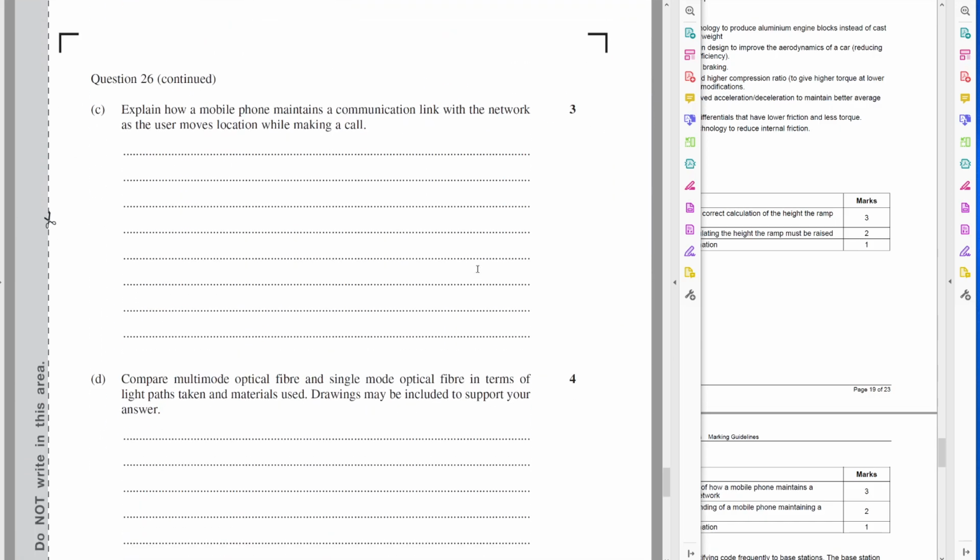Okay, explain how a mobile phone maintains a communication link with the network as users move location while making a call. This is a great question. Well, okay, when I say great question, I would hate to see this question, but it's a good question to practice. It's something I may or may not have included in my Google Classroom notes on satellites, signal testing, cell strength, and infrared.